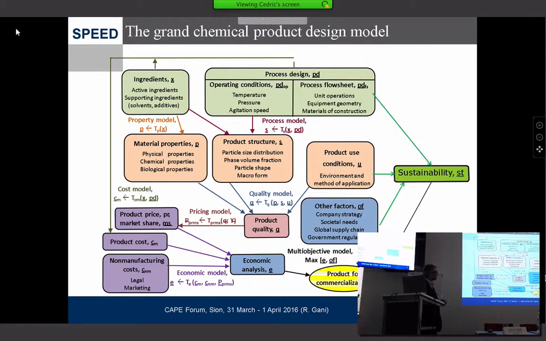And in the papers that I've mentioned, we have an example, so I won't go into the details of this, but we did solve one problem where we have taken all these aspects of the model. But it's a simplified problem, so it's not thousands of equations.